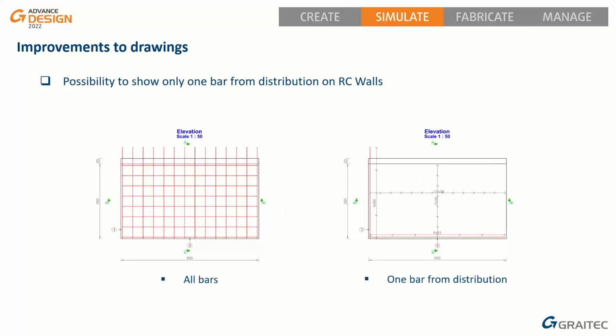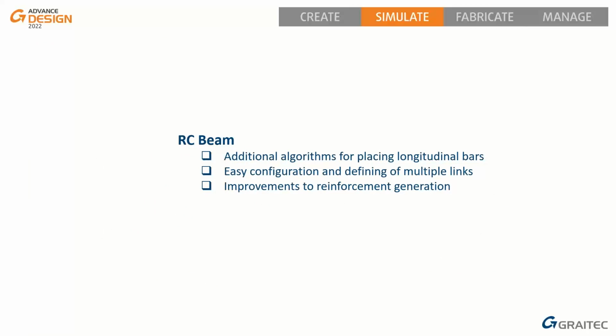Yes, and there is a possibility to show only one bar from the distribution. So on the wall module, I could select only one bar. So only one bar can be visible, not necessarily all bars. So it's a simple option. I will not show you live. Now time for changes for each module.